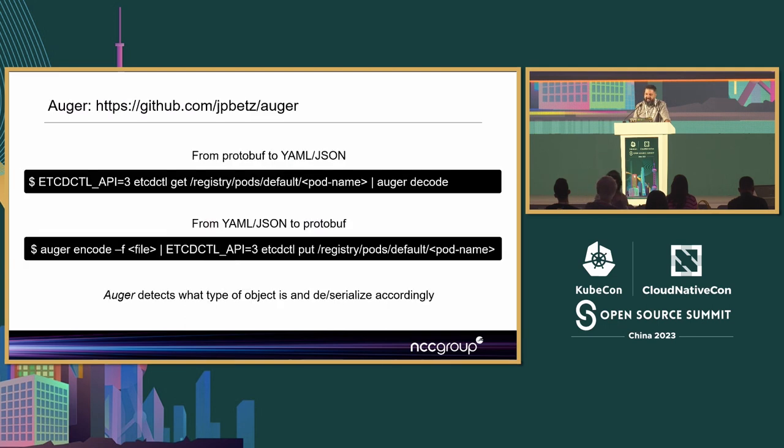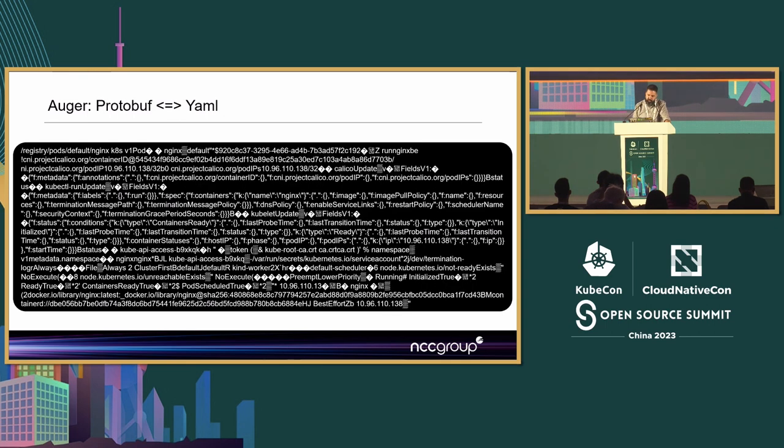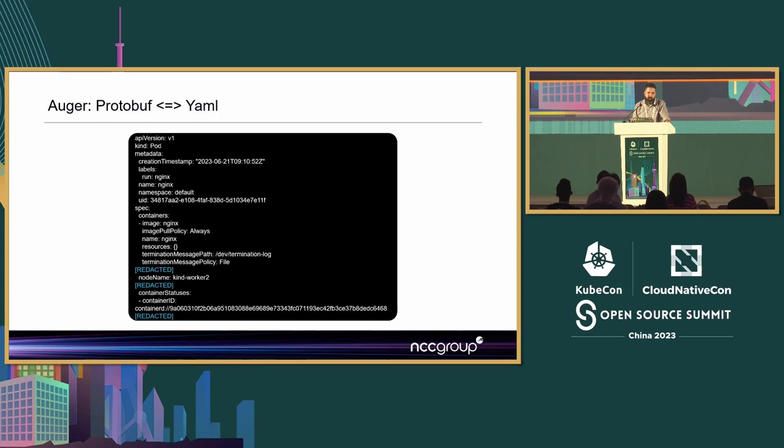And fortunately for me, there is already a tool available that allows us to serialize and deserialize entries in etcd. And it's the tool that I mentioned in the beginning and was presented by Joe Beda at KubeCon North America in 2018. And this tool basically enables us to pass a serialized object through a pipe and it converts it into a YAML or a JSON. And similarly, we can manually modify this YAML file and then we can try to serialize it again and put it back into etcd. It's quite simple. Basically, this is what we extract from etcd and the previous tool, Auger, will return us this beautiful YAML.